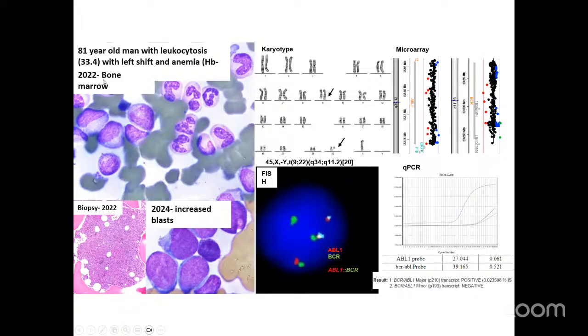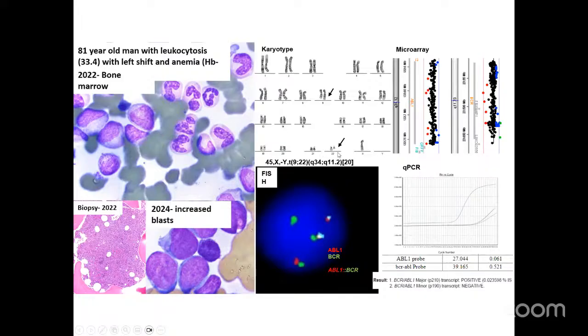So this is the bone marrow that was done in 2022, the top left corner, and you see that there is a left shift in the myeloid maturation, with many mature neutrophils seen on one end, and maturing forms, myelocytes and metamyelocytes, on the other, and very few erythroid precursors. The biopsy in 2022 was very hypercellular for this 81-year-old person. The cellularity is probably 80% or more. And in 2024, basically, it presented as blast crisis. There are multiple blasts over here.